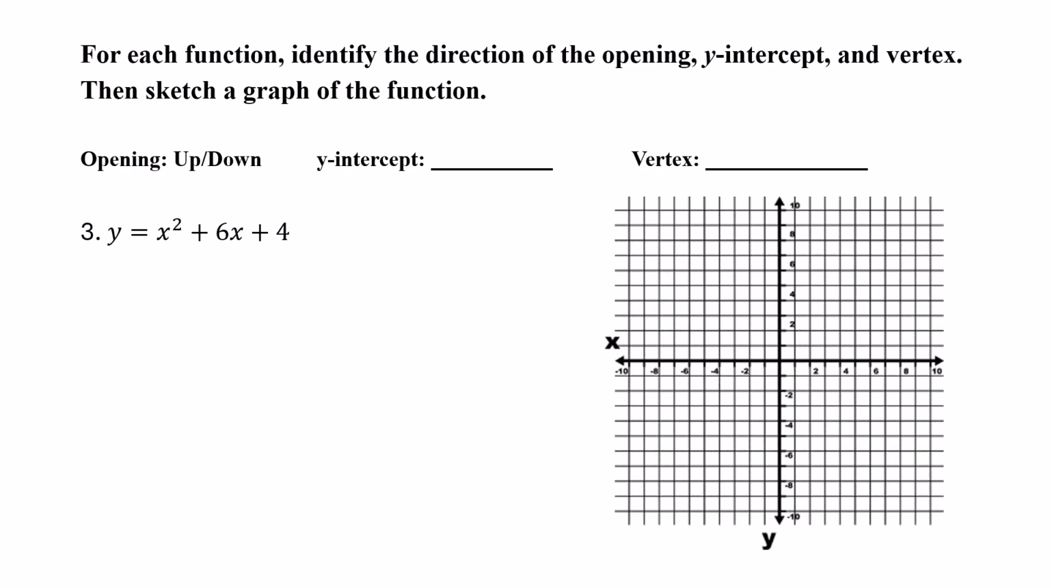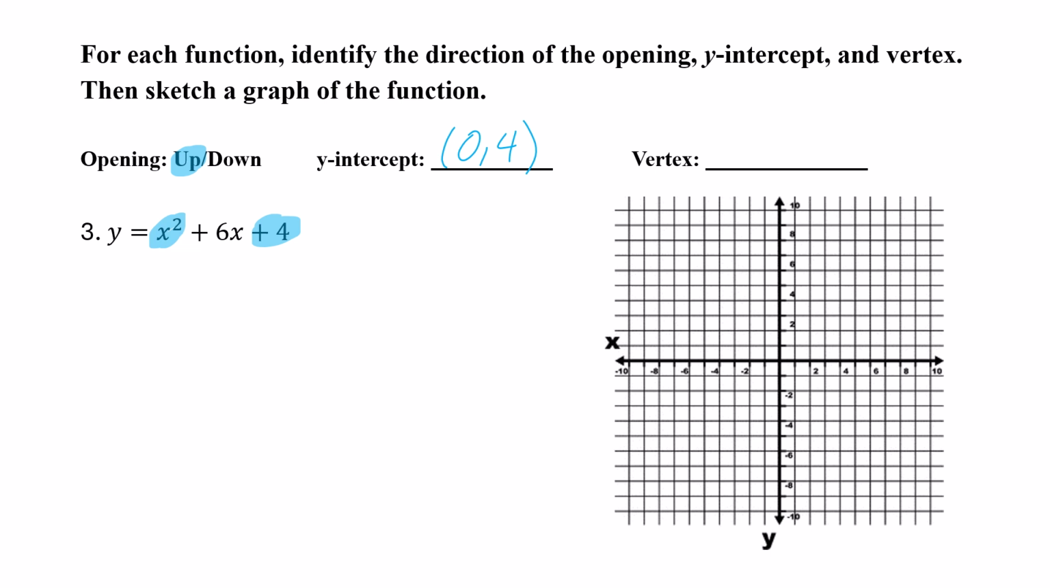All right, so let's start by identifying which direction this parabola is going to open and its y-intercept. So we know that if we have the equation x squared plus 6x plus 4, we start with its leading coefficient. The leading coefficient, x squared here, is telling us that it opens upwards since it's positive. The y-intercept is based on the constant value, that's positive 4. So our y-intercept is (0, 4).